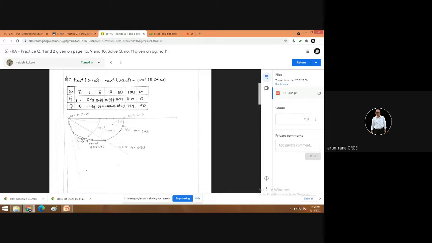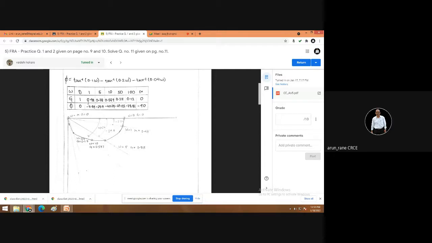Phi is 0, G is 1. So with a suitable scale, you will take this amplitude 1 and mark this point. From here to here, it is 1. This practice is very much essential because it forms the basis for frequency response analysis, and you can infer directly by looking at the graph whether the system will be stable, unstable, or marginally stable. So G is equal to 1, you have marked this point.